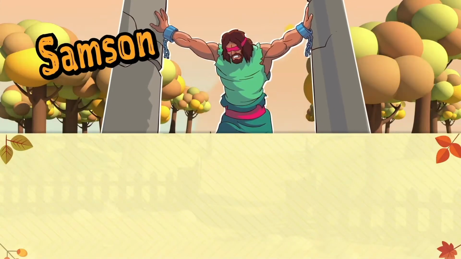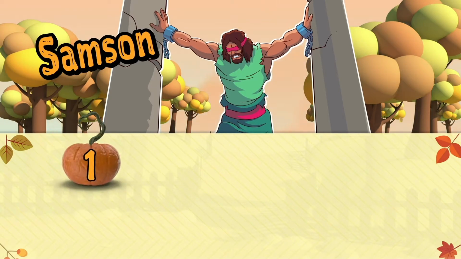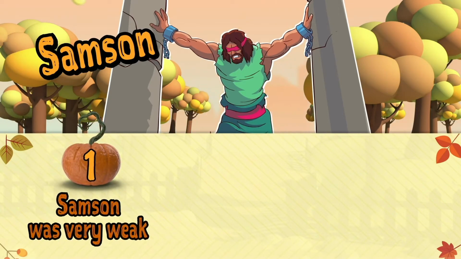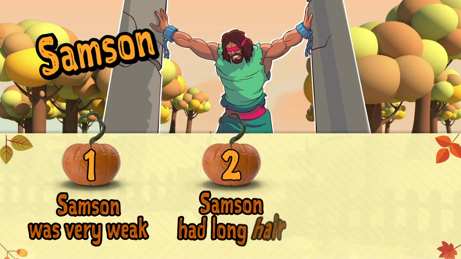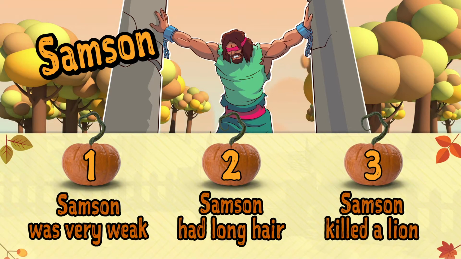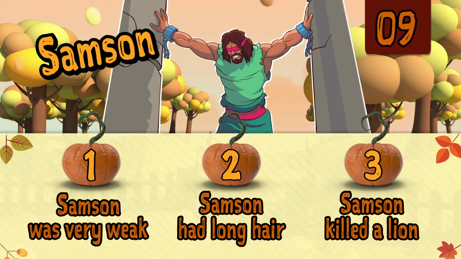Our next Bible character is Samson. Now, which of these is not true about Samson? One, Samson was very weak. Two, Samson had long hair. Three, Samson killed a lion. Okay, time to get those fingers up. Which pumpkin do you think is not telling the truth?